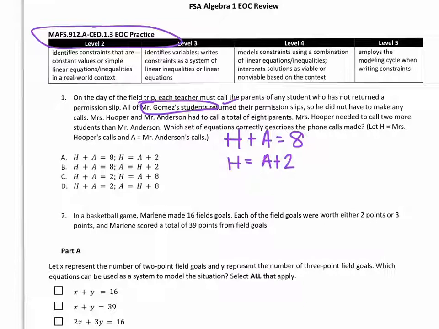So let's see, does this match up with anything? Right away, I see that it matches up with the first one. But let's double check. We knew we were talking about how many Hooper has to call, so we weren't adding 2 to Hooper. So those 2 were definitely wrong. And then we look at C. C says that the total number of students called was only 2. So that one had it backwards.